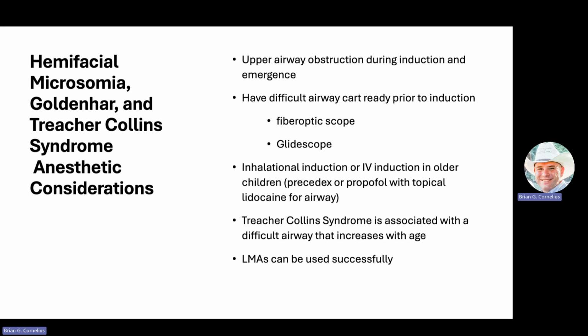Patients with Treacher Collins, their airway tends to get more difficult over time. So be cautious. Most of our patients, their airway does not get more difficult as time goes on. That's one of the exceptions. For these patients, you can almost always use an LMA as a backup, and you may actually use that to introduce your endotracheal tube.